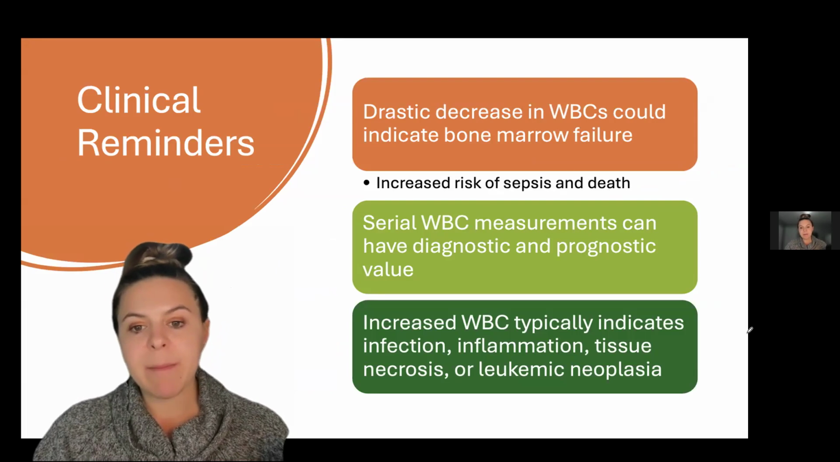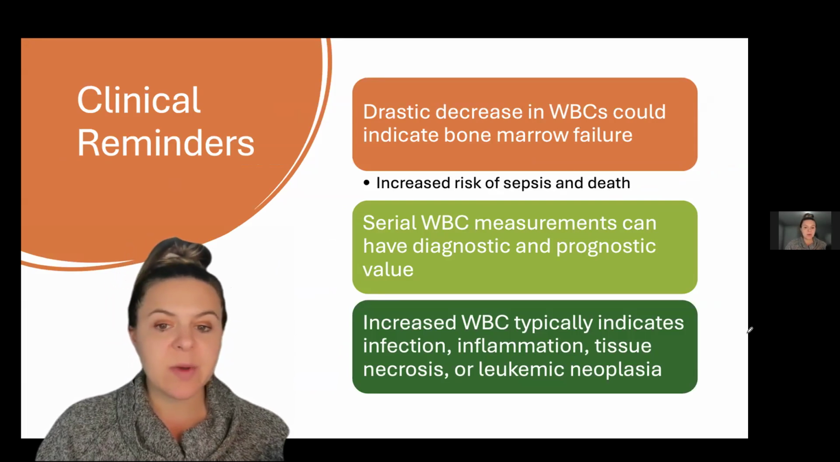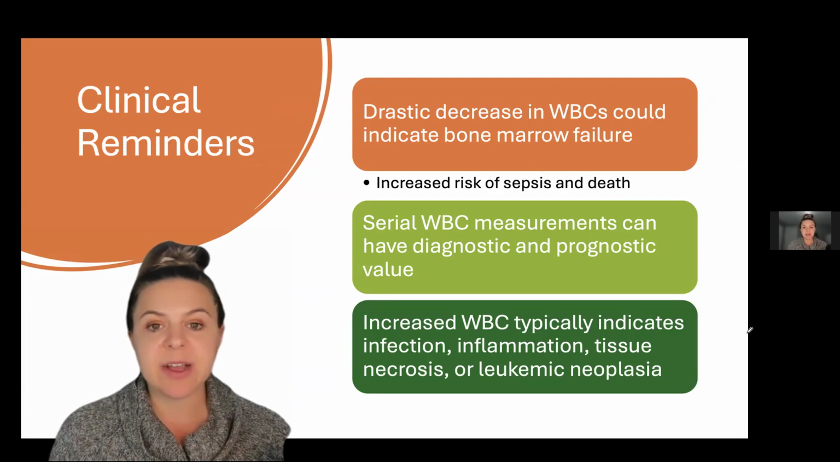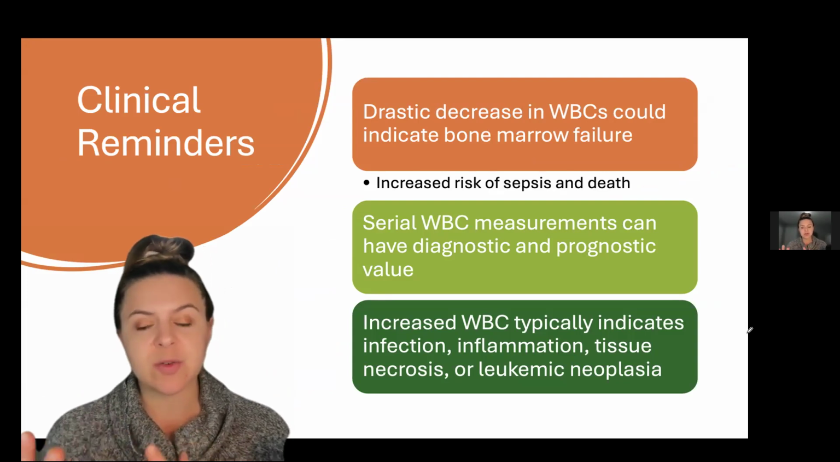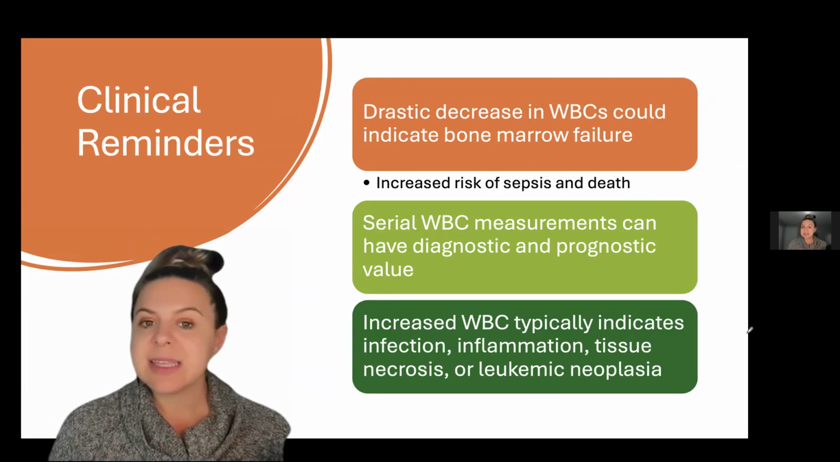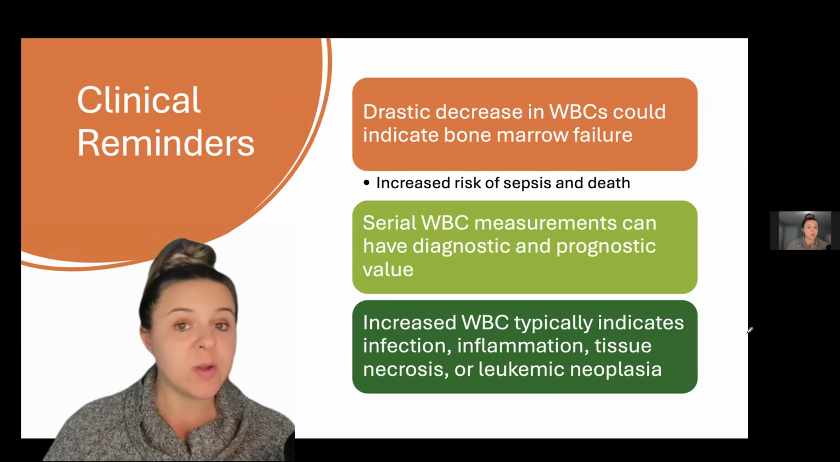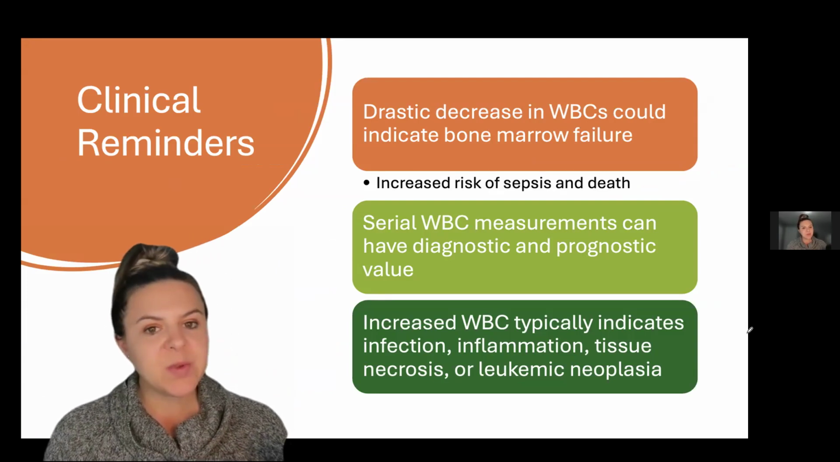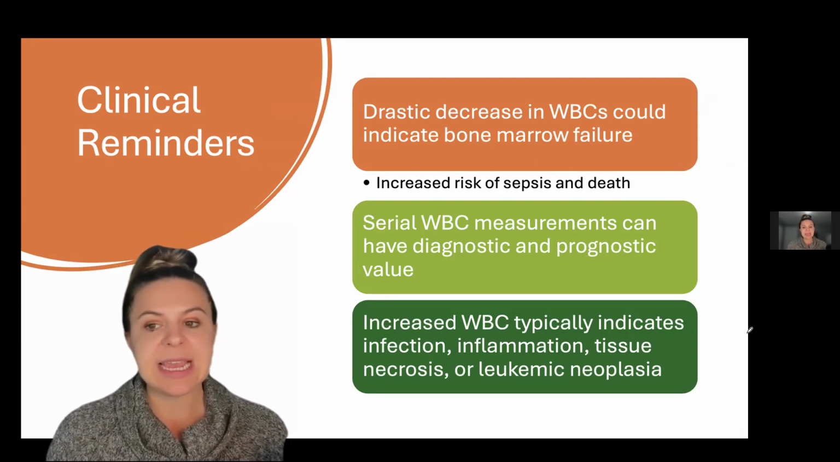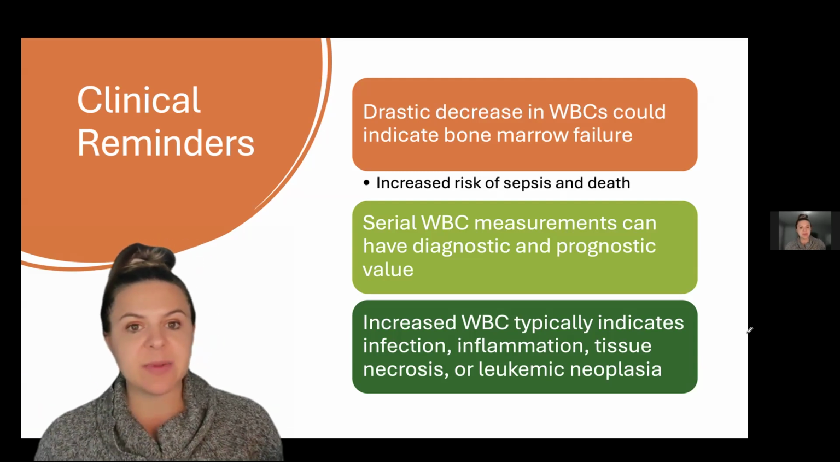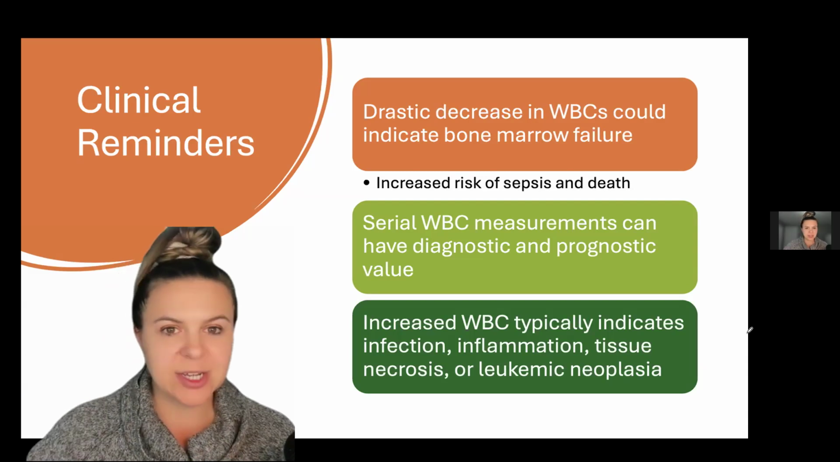Clinically, it's important to remember that a drastic decrease in white blood cells from maybe a patient's baseline could indicate a bone marrow failure, and that can be associated with increased risk of sepsis and death, so more of an urgent or emergent process. Serial white blood cell measurements can have a diagnostic or prognostic value. We can be tracking someone's response over time. And increased white blood cells can indicate infection, inflammation, tissue necrosis, or leukemic neoplasia, kind of in that order of operation typically.